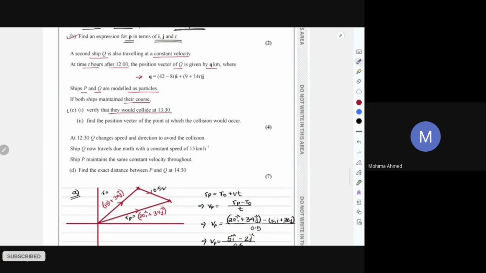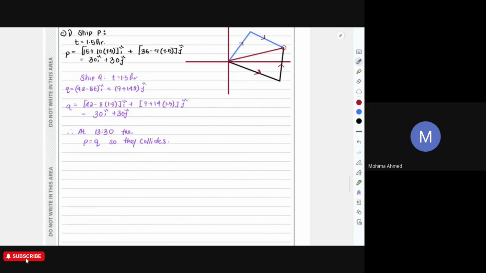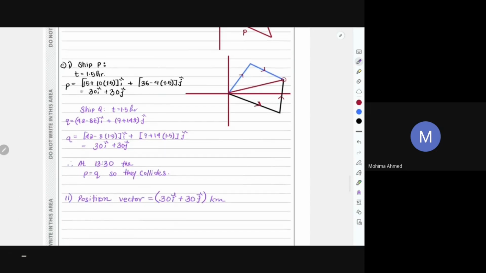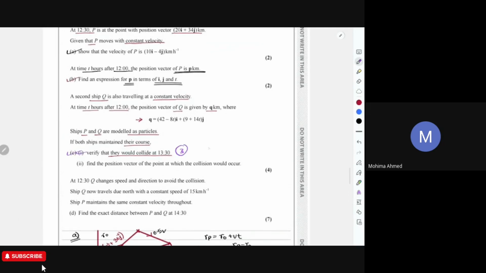Then again, they are asking to find the position vector of the point at which the collision would occur. We already calculated that, right? It was 30i plus 30j. When using that, I proved it, but then again, they're asking to find it separately. So I'll just write down that position vector. No calculations are needed over here, okay? I did all the calculations previously. So it's just 30i and 30j. That's it. I'm not going to write anything else after this. It's just this much kilometers. Then again, let's see how many marks there were. Yeah, 4 marks. This is 3 marks and this is 1 mark.